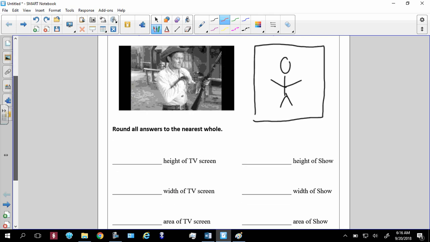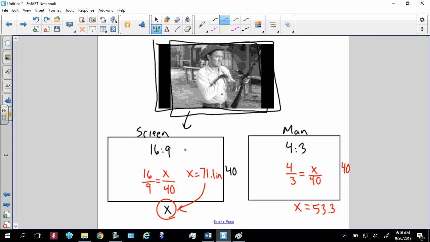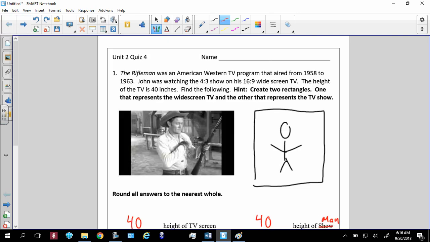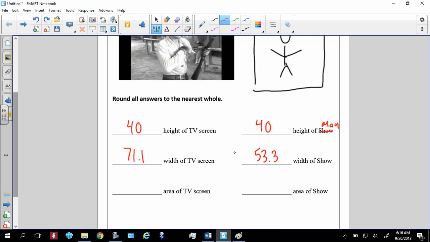Okay, so let's start filling some stuff out. So the height of the TV screen was 40 inches because it was in the problem. The height of the show, or if you want to say the height of the man. Okay. Now the width of the TV screen was 71.1, and the width of the show was 53.3. Okay. Now once you get these two, you don't need to go back to these rectangles. All right, because pretty much everything else is right here.